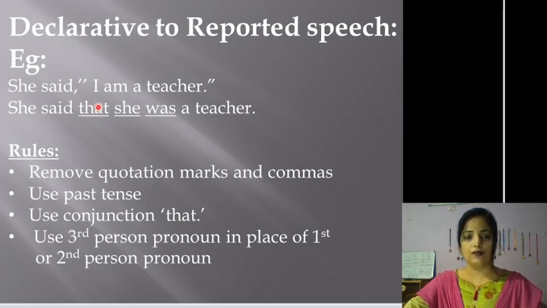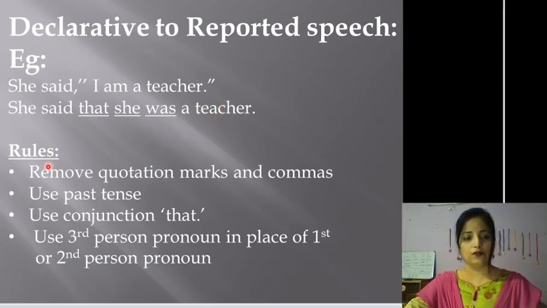"That" we added. I means she, so we write she. We use past tense. Am is present tense, translated into past tense as was. A teacher remains as it is. The full stop remains. The quotation mark goes away. So all these changes were made according to which rules?